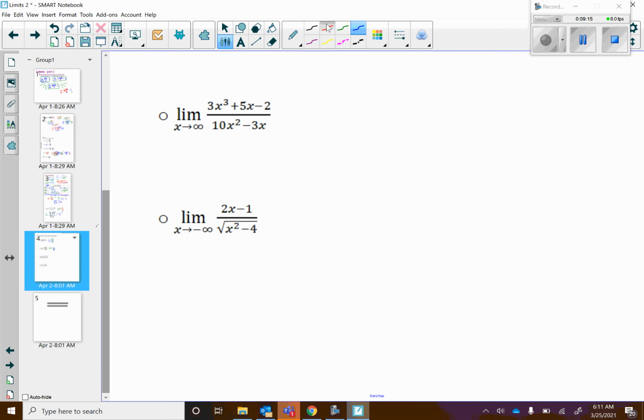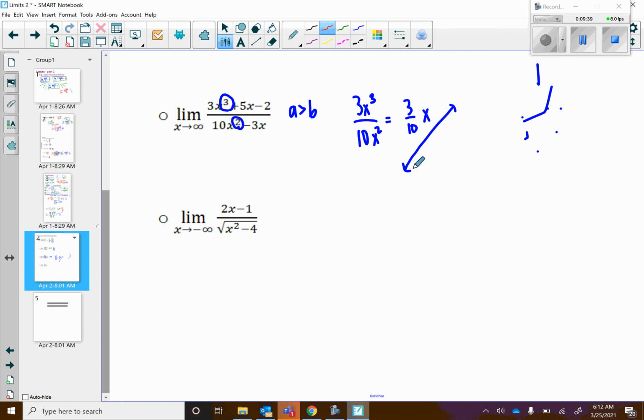Looking at this one, degree of my numerator is greater than the degree of my denominator, which means I don't have a horizontal asymptote. Technically, I have a slant. So I'm going to take that leading term and divide it by the leading term of the denominator. So I'd really have 3/10 x. Well, if I think about that as a line, it's going to be a positive slope. A positive slope. And so as x approaches positive infinity here, my y is approaching positive infinity, and we would say therefore does not exist.